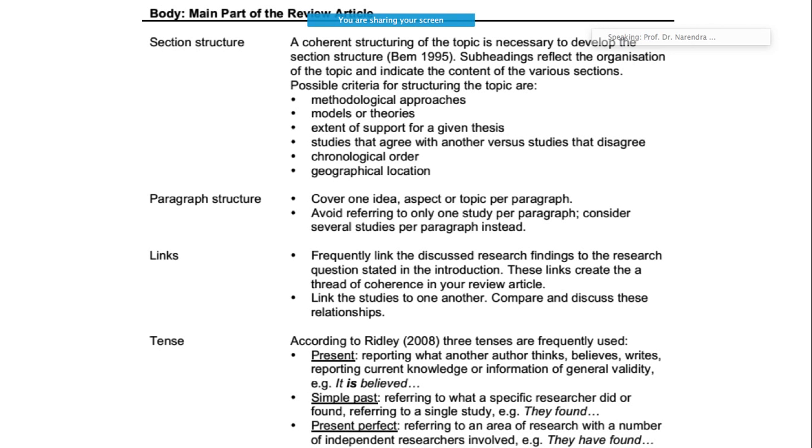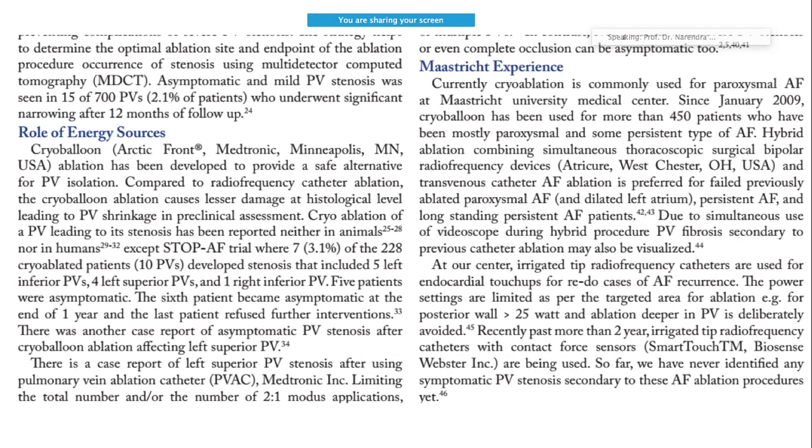Simple past is used, for example, for a single study, what was seen earlier, which was found. So you can say it like this: Dr. Kumar found. Similarly, present perfect. When would you use it? It refers to an area of research with a number of independent researchers involved. For example, Dr. Kumar et al. have found. So did you notice the tenses? The use of different tenses for this.